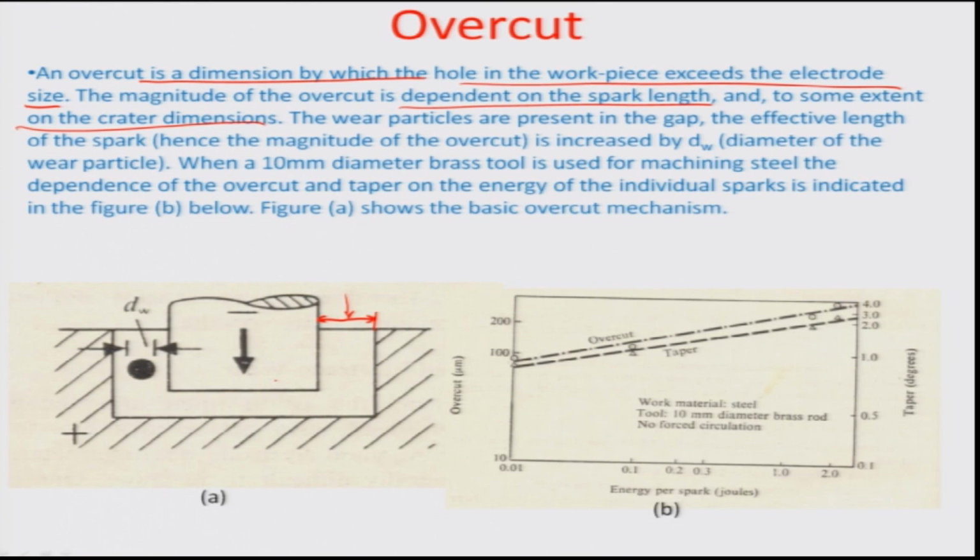So, the wear particles which are sometimes present from the debris in the gap create a lot more problem in terms of enhancement of the overcut size. And this phenomenon is represented here. Let us suppose there is a particle from the debris, this black circle represented here, of diameter dW, present in the gap between the tool and the workpiece.